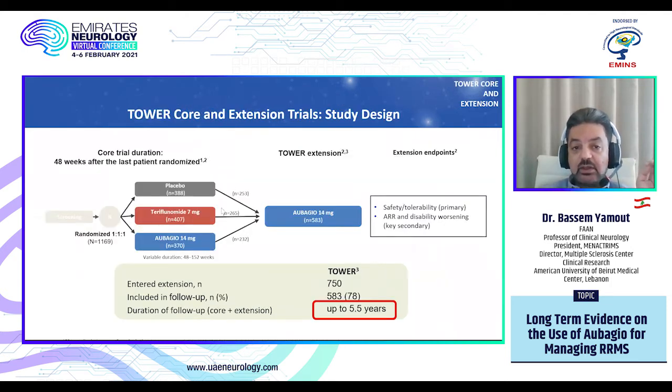For the TOWER trial, they were all shifted to 14 milligrams, so there was no 7 milligram in the extension, and patients were followed up to 5.5 years. So these are the three trials with a long-term follow-up between 5 and 10 years for the patients.